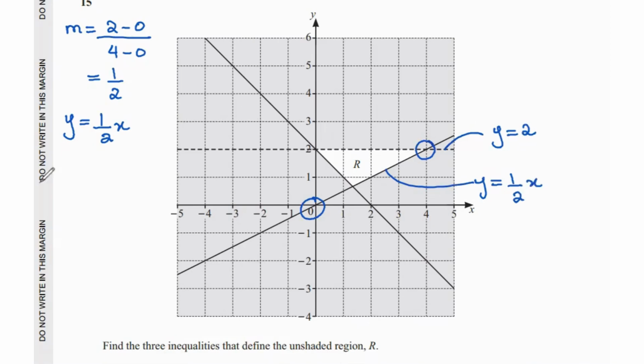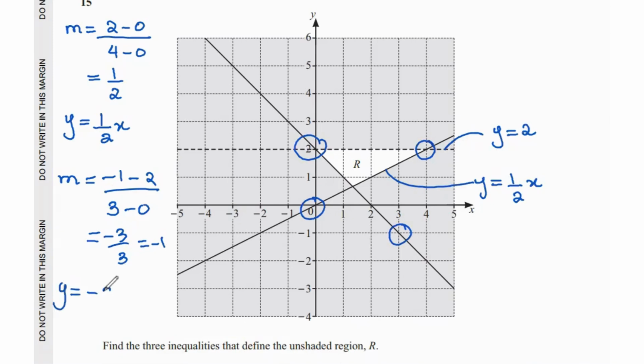And for the other one, we can pick 2 points again. We can pick this point and we can pick this point. So that's going to be negative 1 minus 2 over 3 minus 0. That's negative 3 over 3, which is negative 1. Y-intercept is 2 because the line is passing the y-axis at y equals 2. So y equals negative x plus 2. This is your third equation.